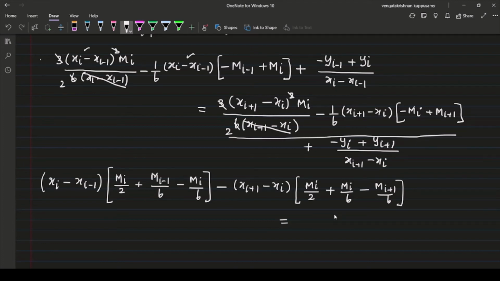So it is equal to (y_{i+1} minus y_i) by (x_{i+1} minus x_i), minus (y_i minus y_{i-1}) divided by (x_i minus x_{i-1}).